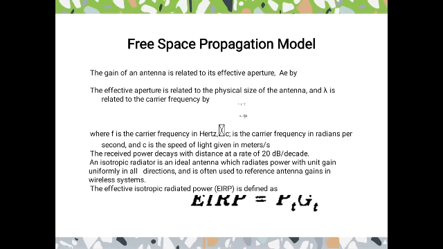The received power decays with distance at a rate of 20 dB per decade. An isotropic radiator is an ideal antenna which radiates power with unit gain uniformly in all directions, and is often used to reference antenna gains in wireless systems. The effective isotropic radiated power is defined as EIRP equal to PT into GT.